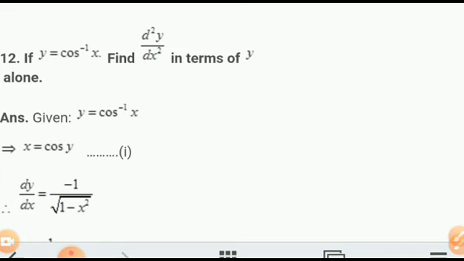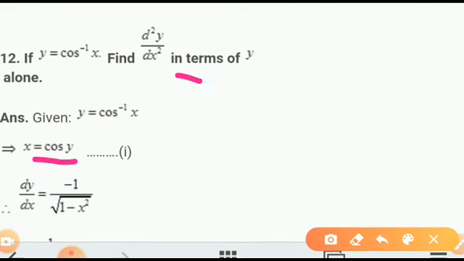Now this is again an important question. If y is equal to cos inverse x, find d2y by dx square in terms of y. Okay. Now we have been given y as cos inverse x. See. So I can write here x as cos y. Okay. Dy by dx, that because we will need.